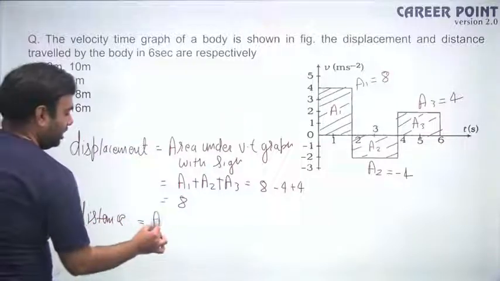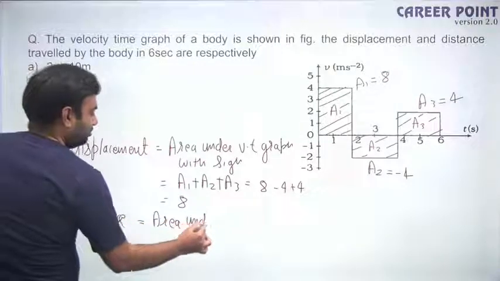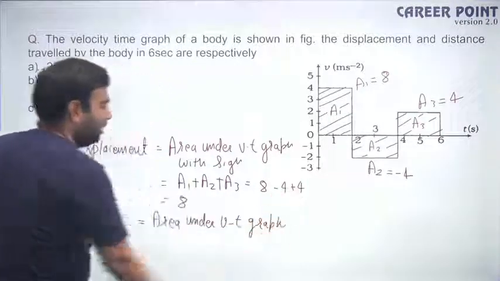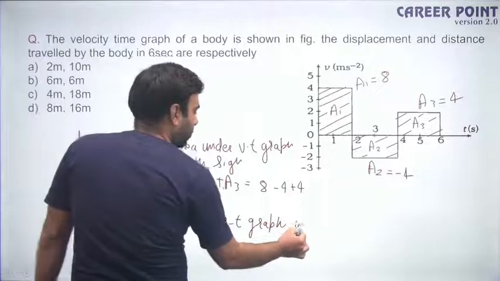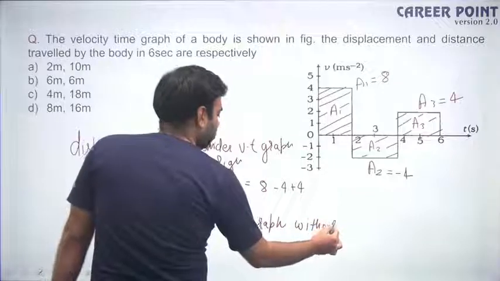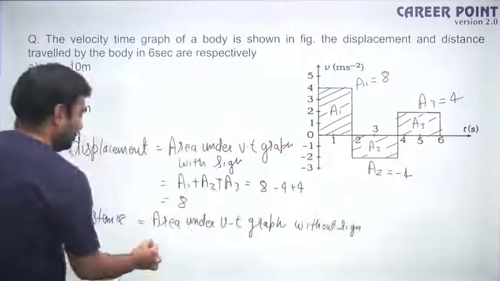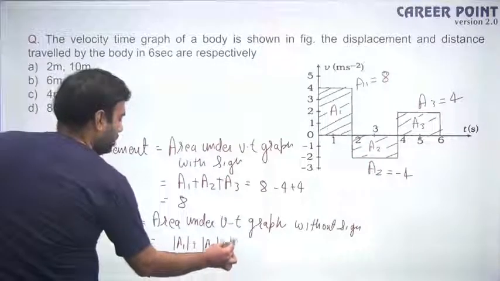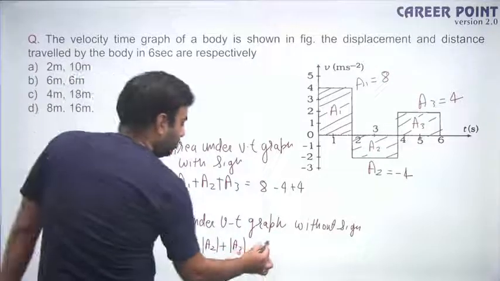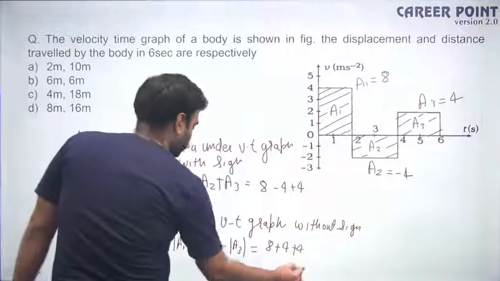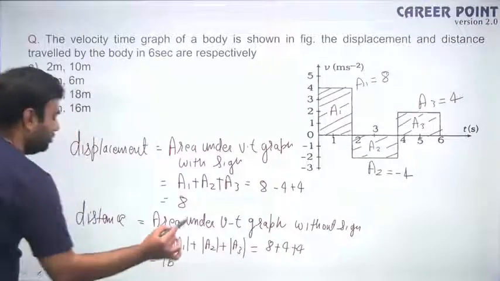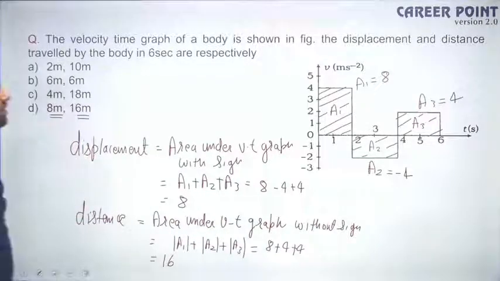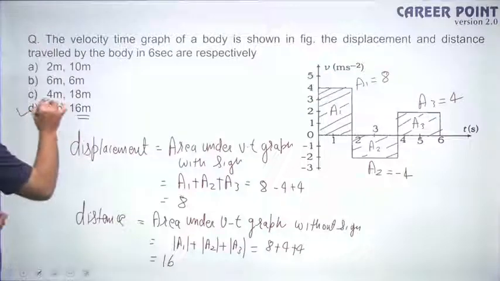And distance is equal to the area under the VT graph without sign. That means it is equal to mod of A1 plus mod of A2 plus mod of A3, which is 8 plus 4 plus 4, and this is equal to 16. So displacement is 8, distance is 16, and it is asking displacement and distance respectively. So the answer is option D.